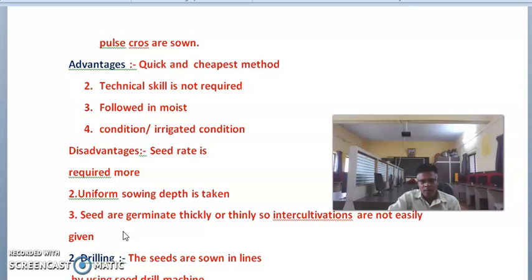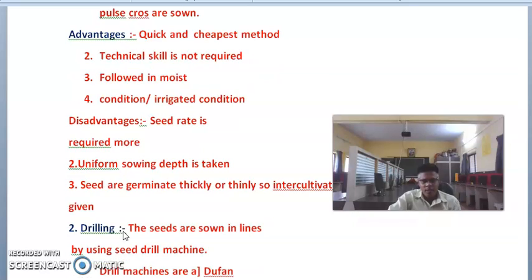Then we study the second method, drilling. The seeds are sown in a line by the use of a drill machine. It is known as drilling of seeds. With the help of a one-bowl seed drill machine or a two-bowl seed drill machine, the seeds are sown or placed at a certain depth in the soil, in the moist zone. This is the main purpose of this method.